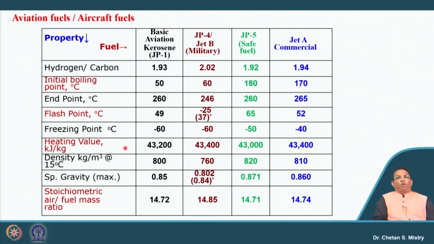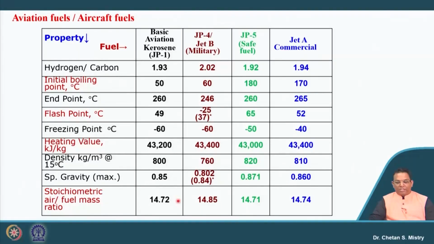So, let us look at which aviation fuels are available for aircraft. We have JP1, JP4, JP5 and Jet A fuel. JP1 is the most widely used aviation fuel. JP4, or Jet B, has application for military purposes and has a special property required by the engine. Similarly, JP5 is a little safer fuel. For commercial application, we have Jet A fuel.